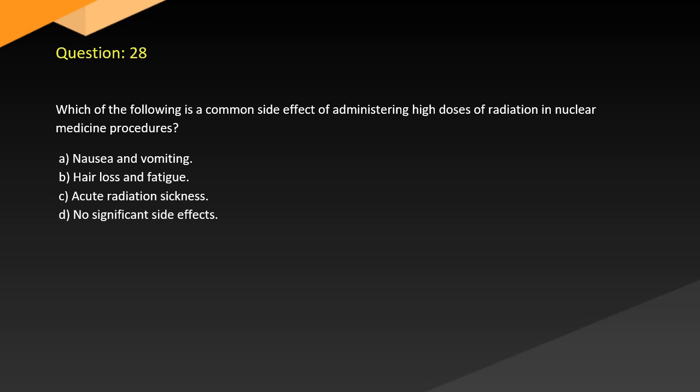Question 28. Which of the following is a common side effect of administering high doses of radiation in nuclear medicine procedures? A. Nausea and vomiting. B. Hair loss and fatigue. C. Acute radiation sickness. D. No significant side effects.